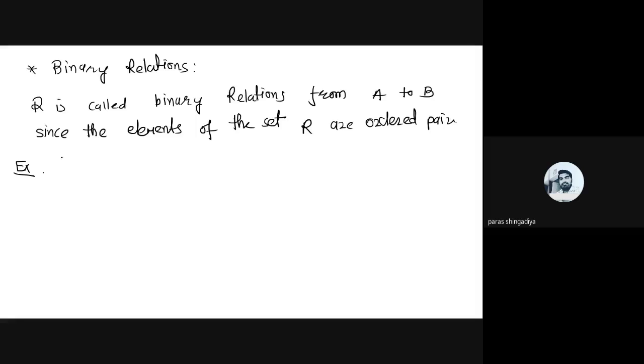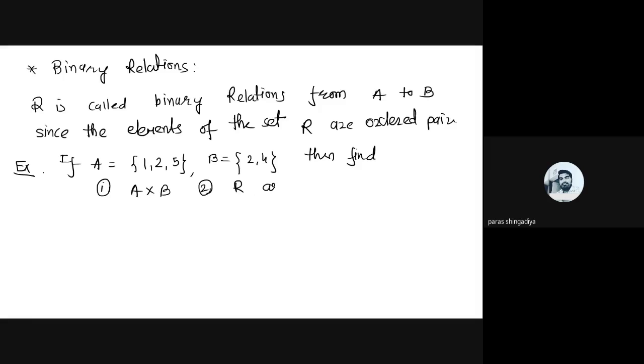Okay, so one example: if A is equal to {1, 2, 5}, three entries are included, and B is equal to {2, 4}, then find first A cross B, the Cartesian product of A and B, and second, R as x less than y. We will consider such relations R which follow this condition. The first entry is x, the second entry is y, and if it follows this condition, this entry will be included in the relation.